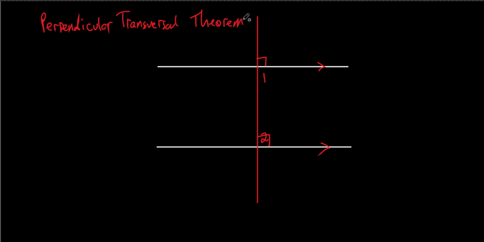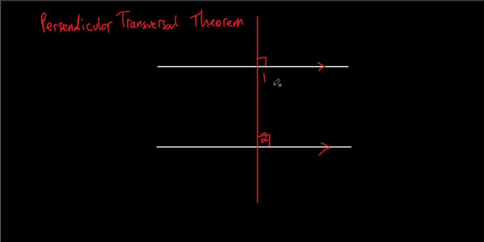Okay? And again, it's pretty basic. It just says if you have two parallel lines and your transversal is perpendicular to one of them, it has to be perpendicular to the other one. Make sense? What must be true about angle 1 and 2 then?